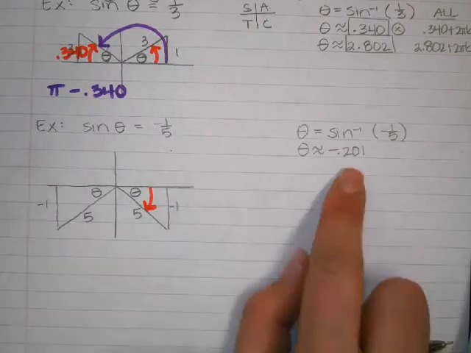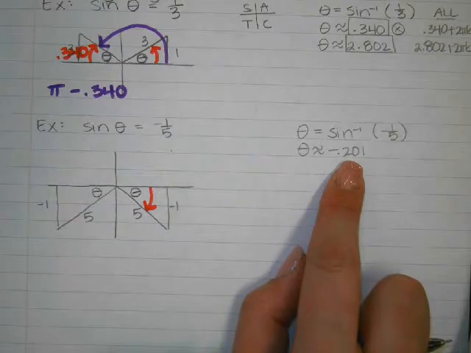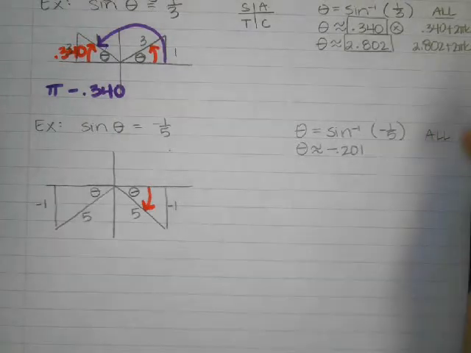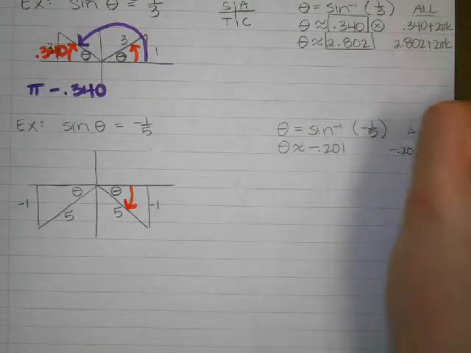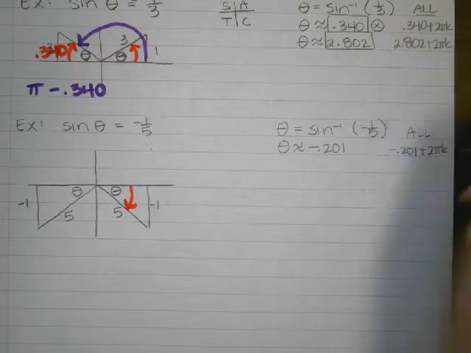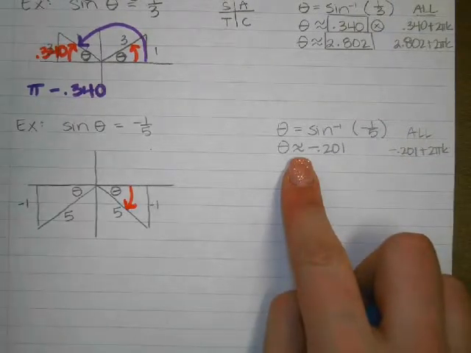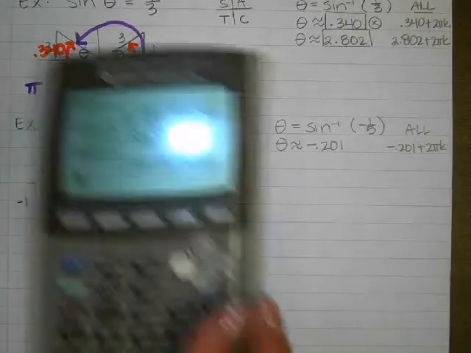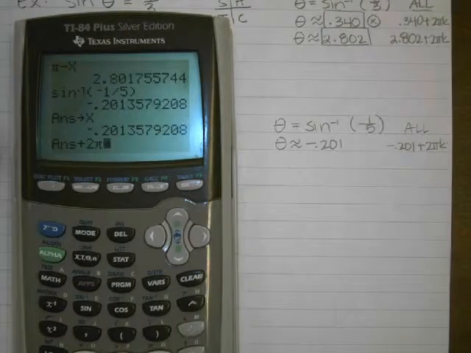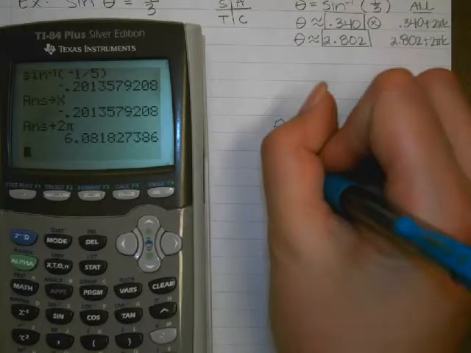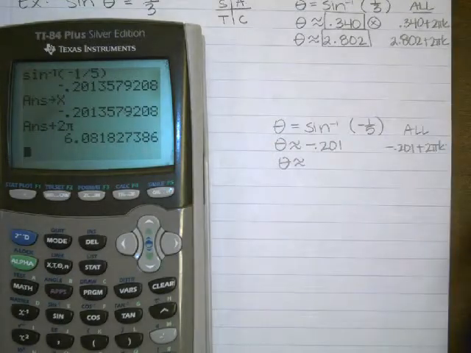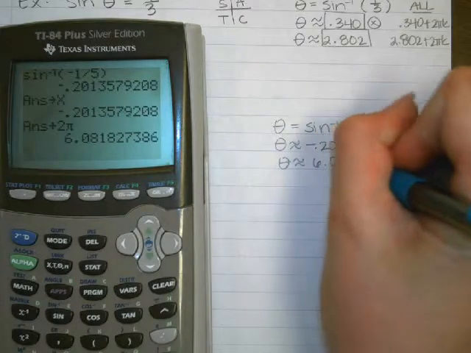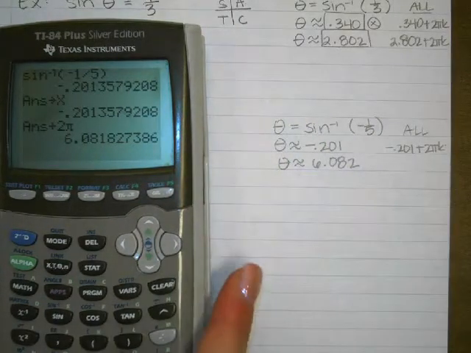All right, now this answer would be good if they said they wanted all solutions. So for all solutions, I could say that I have -0.201 plus 2 pi k. But if they're telling me they want this answer to be between 0 and 2 pi, then I can't keep this because that's negative. So I'm going to go ahead and take that answer and add 2 pi to it. And the purpose of doing that is to find a coterminal angle that is between 0 and 2 pi. So this would be 6.082. That's our first answer.